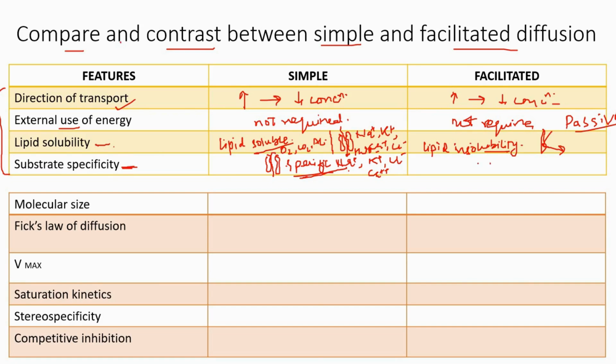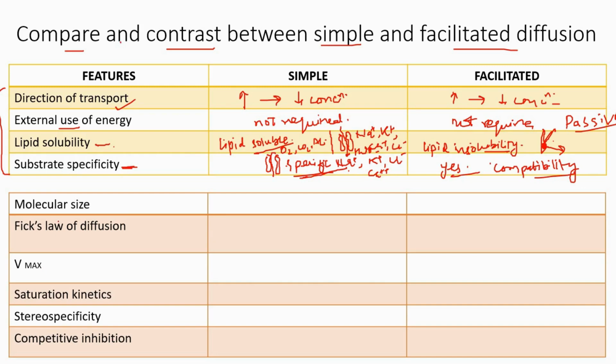In facilitated diffusion, substrate specificity is present because the substance needs to bind on its binding site before it is transported. This binding needs compatibility, and compatibility gives the substrate specificity. So there is a specific carrier molecule for a specific substance. So these are the features which are comparable between these two.